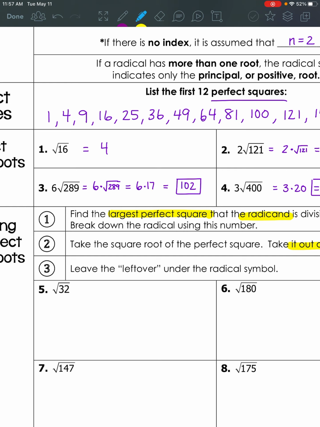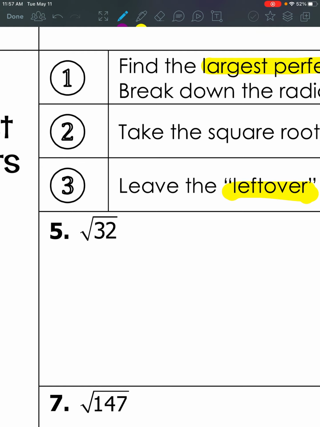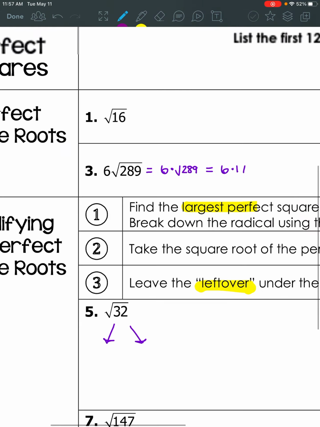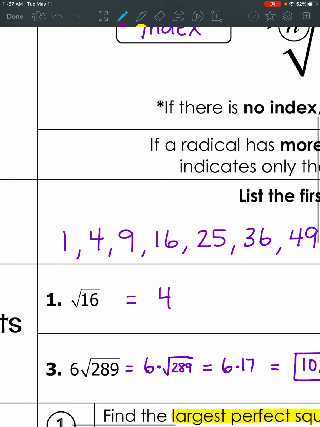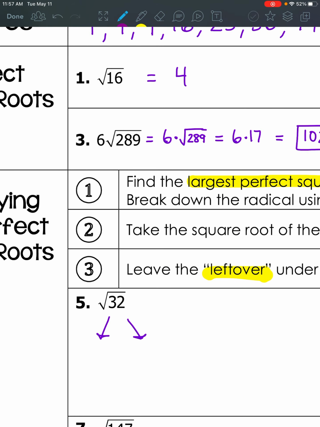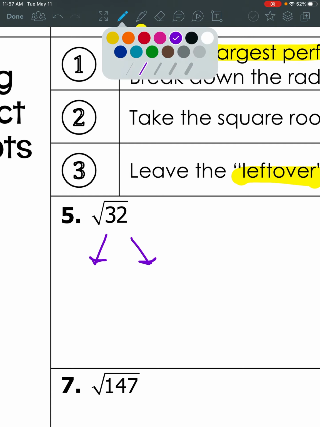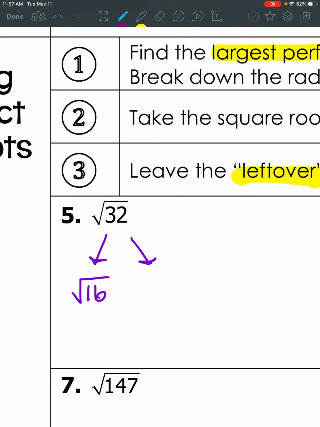And then whatever is left, that factor that's left that's not a perfect square root, that stays under the radical symbol. Okay? So let's take a look at this first one. Square root of 32 doesn't come out to a perfect whole number. So we're trying to figure out factors. What times what gives us 32? But we want one of the factors to be one of these from our list of perfect squares. So we could do 4 times 8, but there's a bigger number that goes into it. We could do the square root of 16 because 16 times 2 is 32.